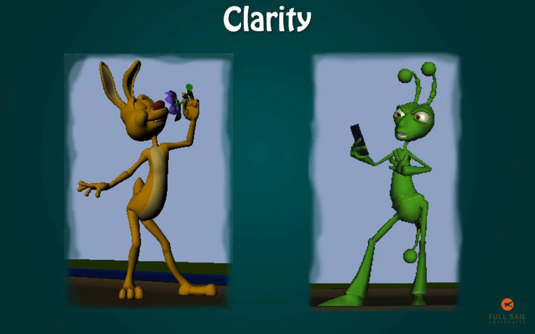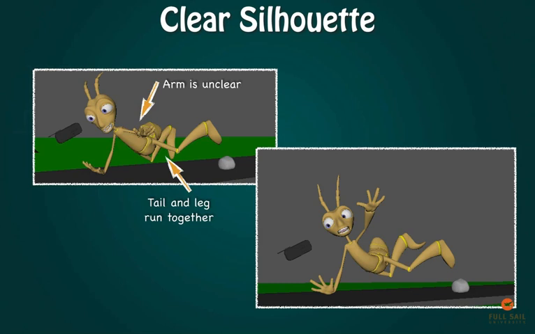If the viewer is unsure or confused about what they see or about what's happening, they'll lose interest and tune out. The audience needs to be able to read what the character is doing and what the character is feeling. Clear silhouette is crucial for this. Always check your silhouette to make sure the pose reads clearly.